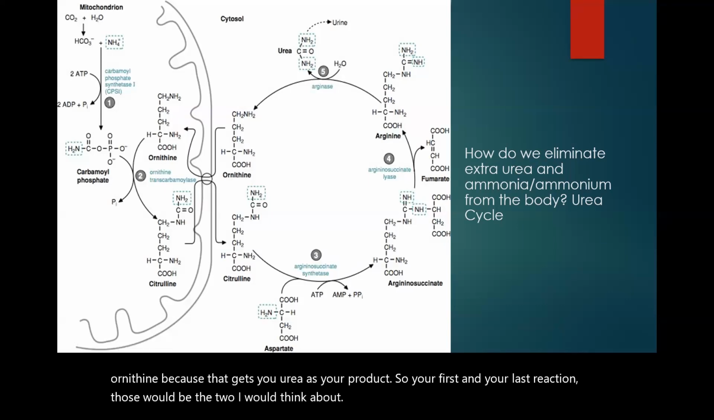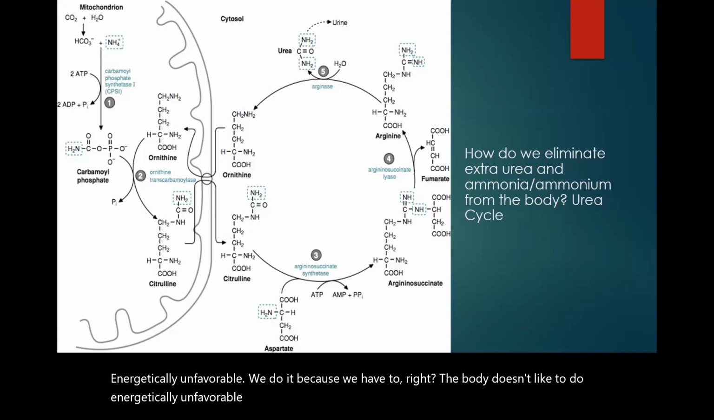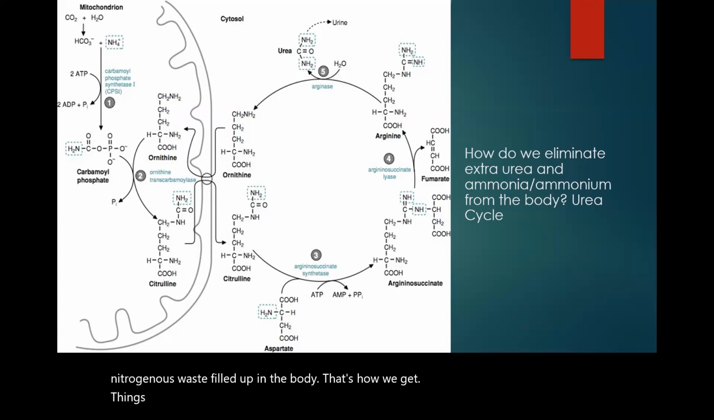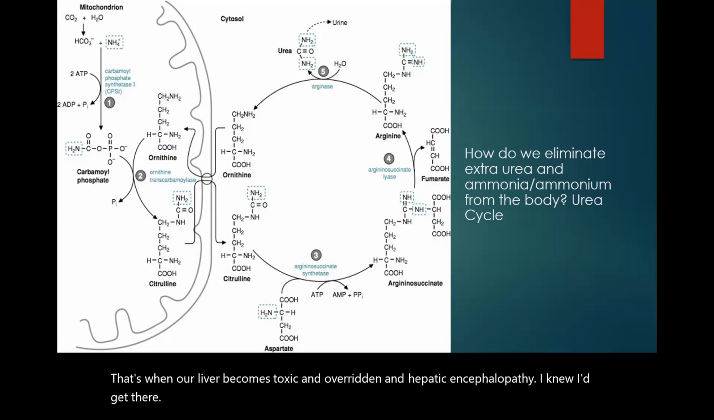Energetically unfavorable, we do it because we have to, right? The body doesn't like to do energetically unfavorable things unless it absolutely has to. We cannot have extra nitrogenous waste build up in the body. That's how we get things like, oh, what's it called? When our liver becomes toxic and overridden, hepatic encephalopathy. I knew I'd get there. Liver, brain, inflammation.